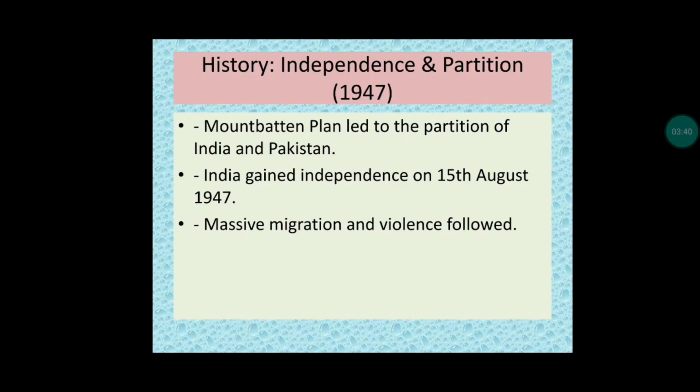Independence and Partition 1947: Mountbatten Plan led to the partition of India and Pakistan. India gained independence on 15th August 1947. Massive migration and violence followed.